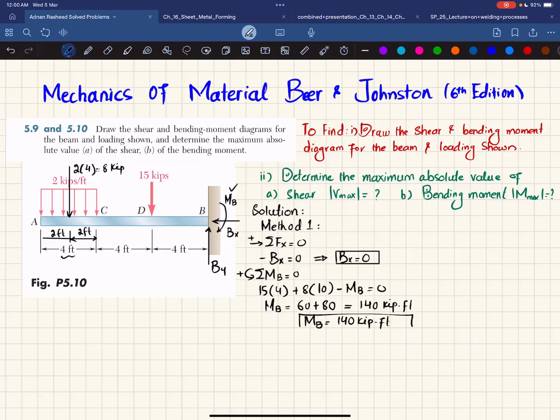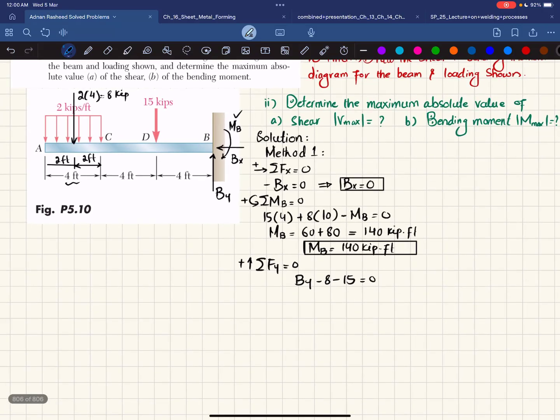The last thing we will find is By, using the third equation of equilibrium: the sum of all forces along the y direction must be equal to 0, with upward force taken as positive. You can see the 8 kip load is downward, and the 15 is also downward, so plus By minus 8 minus 15 is equal to 0, meaning By minus 23 equals 0, and By will be equal to 23, with the unit kip.